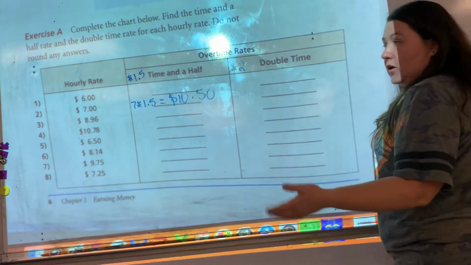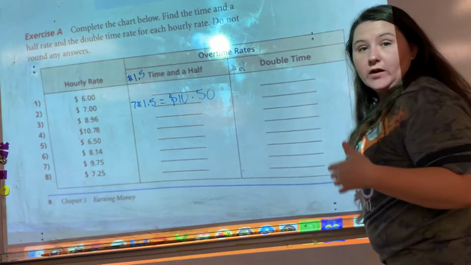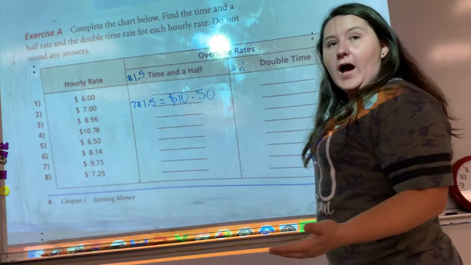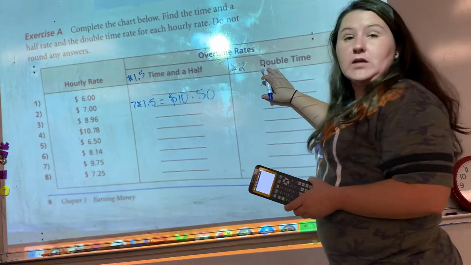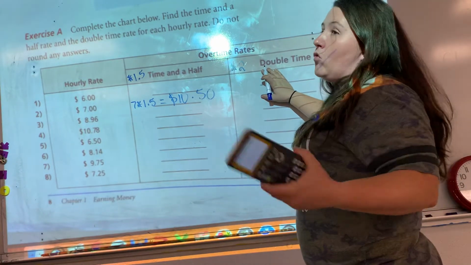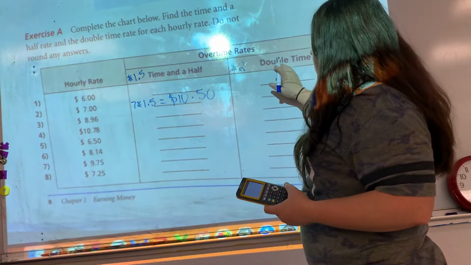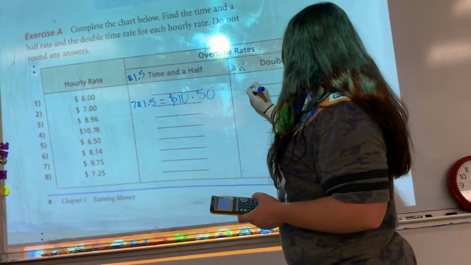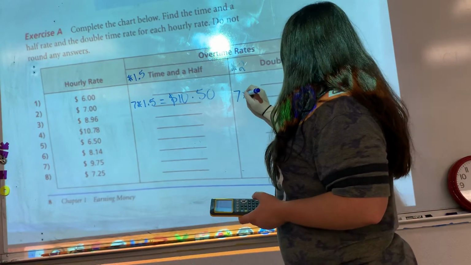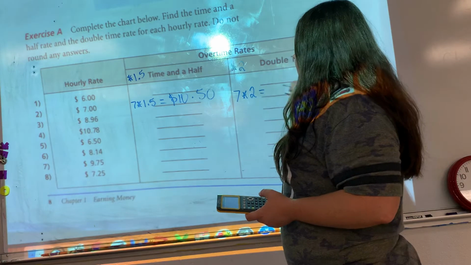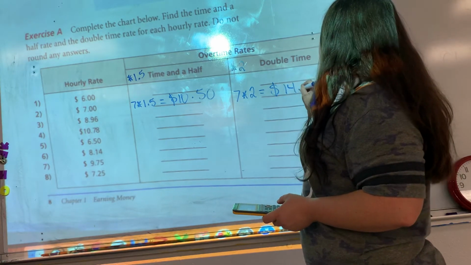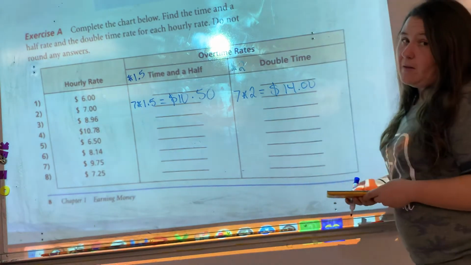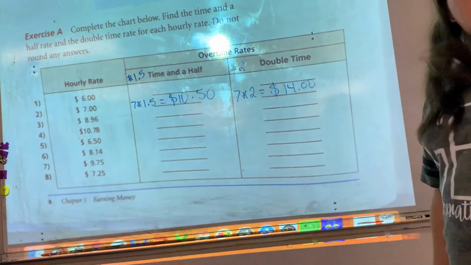Now, if you get double time, like on a holiday, like the 4th of July, or another holiday when you work, you get double time for that. So I'm just going to take that 7, the original amount, and double it. I'm going to multiply by 2. So 7 times 2 means you're going to make $14 an hour on the double time pay, which is really nice.